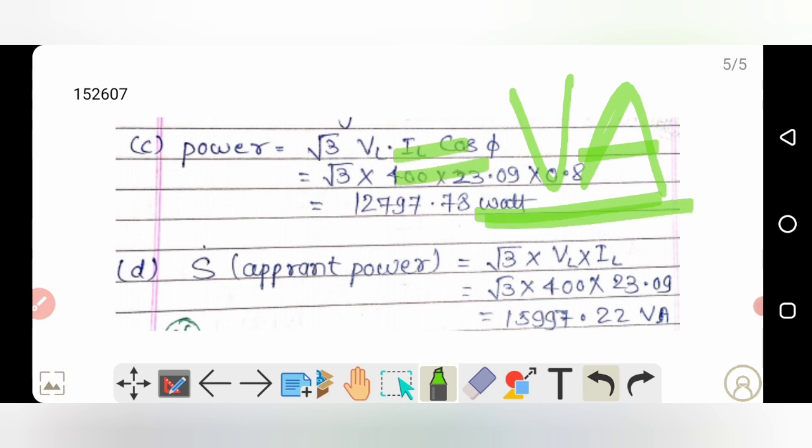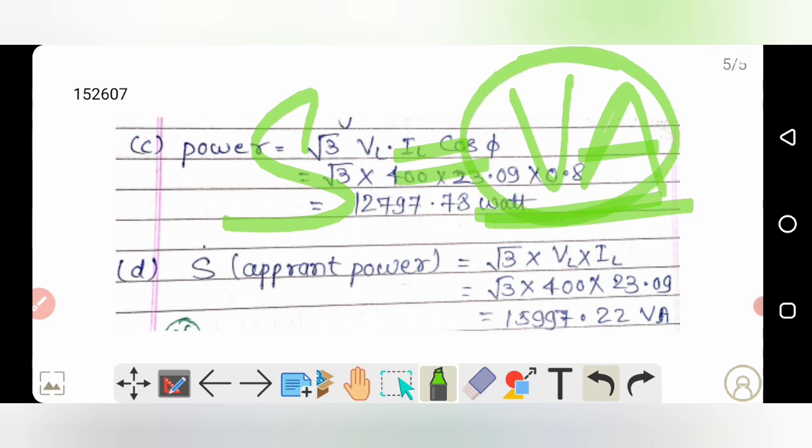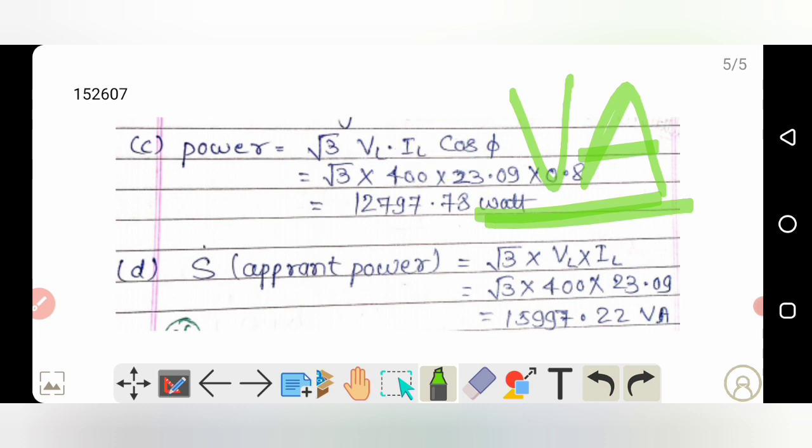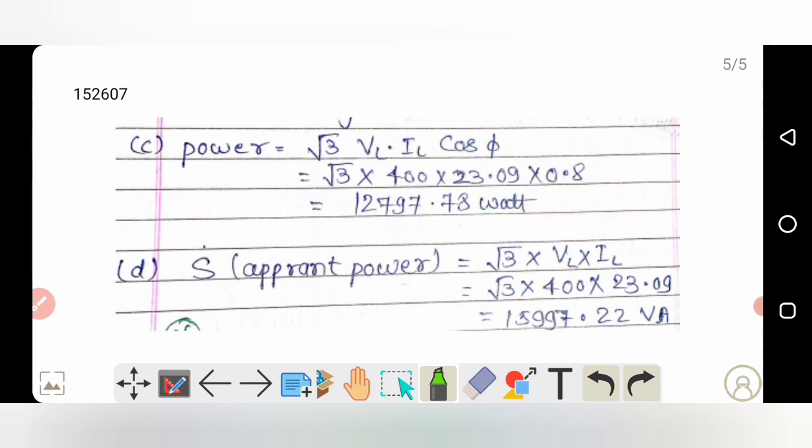And now, my dear friends, we have to calculate the value of VA, meaning volt ampere. As we know, the apparent power, S, has the unit volt ampere, and S is equal to root 3 VL IL. As we put all these values into this formula, the value of apparent power will be equal to 15997.22 volt ampere.